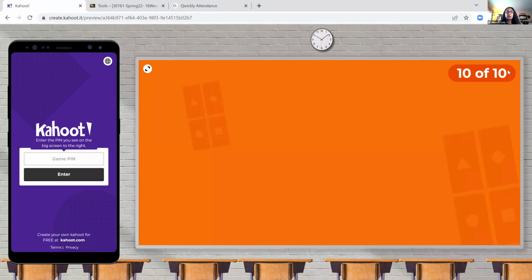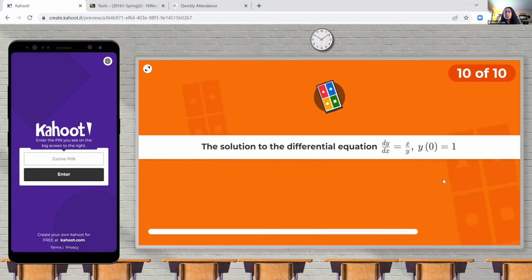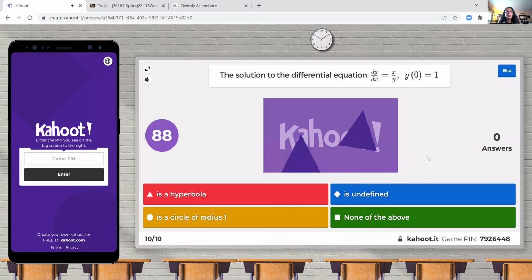The solution to the differential equation dy dx is equal to x over y, where y at 0 is 1, is a hyperbola, is undefined, is a circle of radius 1, or none of the above. So you have 2 minutes to solve that.